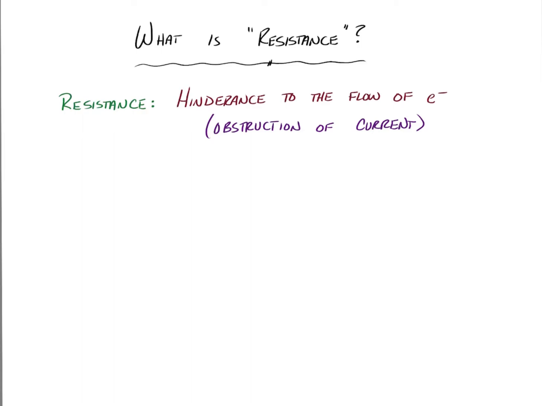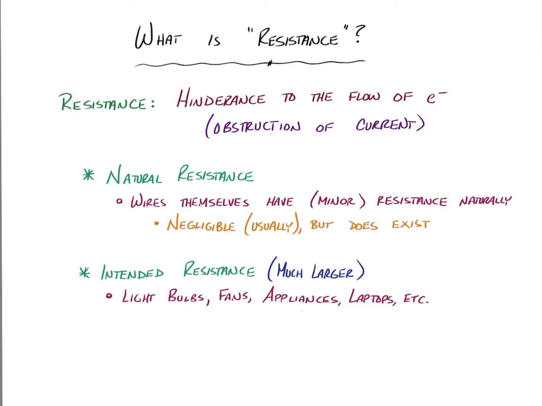So a simplified version would be obstruction of current. But anything that's trying to slow current down, and in doing so, converts that energy into something else like light or sound or heat, that's going to be what we call a resistor and the concept of resistance. Now, two things to understand.